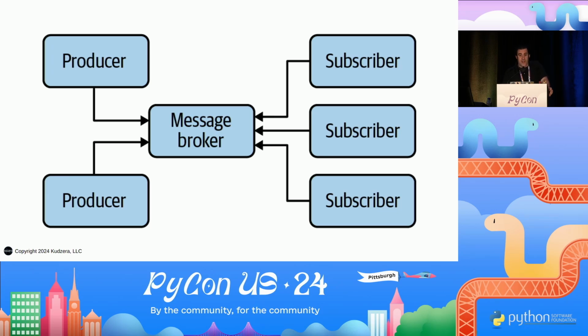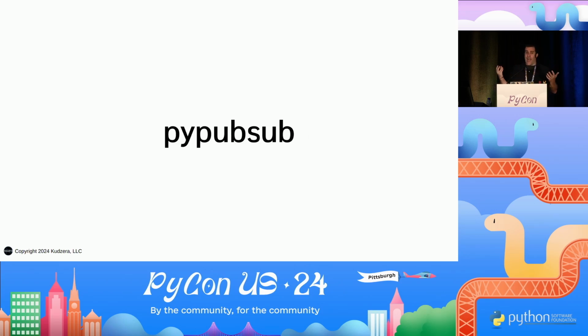Hey, I want my vendor to start getting notified when an order is done. I add a subscriber, none of the producers have to change. Let's see this in action. I'm going to be talking about PyPubSub. It is just one example of how to do this.